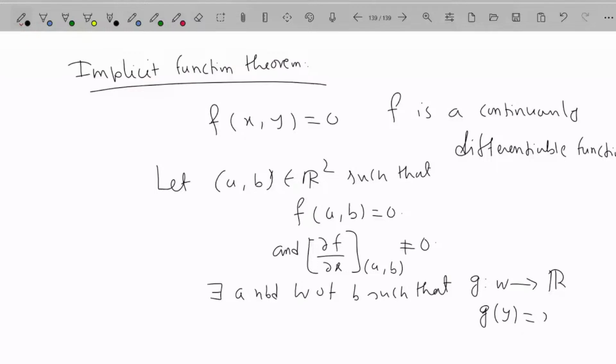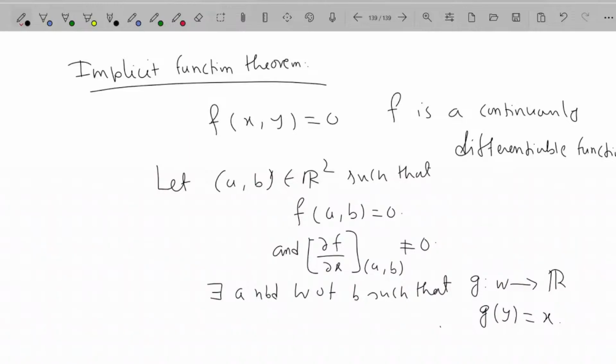So you can explicitly write the function: g of y equals x. If we have f of x, y equals 0 and we want to write x in terms of y, it says that if this condition is met, if we have a function which satisfies this condition, then there is a neighborhood W of b where you can write x in terms of y. Okay. That's one version of the implicit function theorem. Similarly, if del f del y at (a, b) is not equal to 0, there will be a neighborhood of a where you can write y in terms of x. Okay. So that's the implicit function theorem in the simplest case.